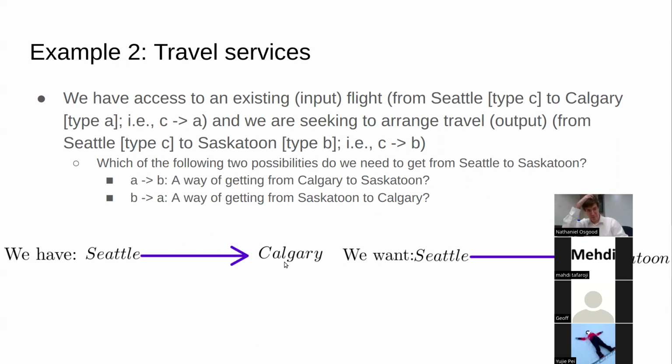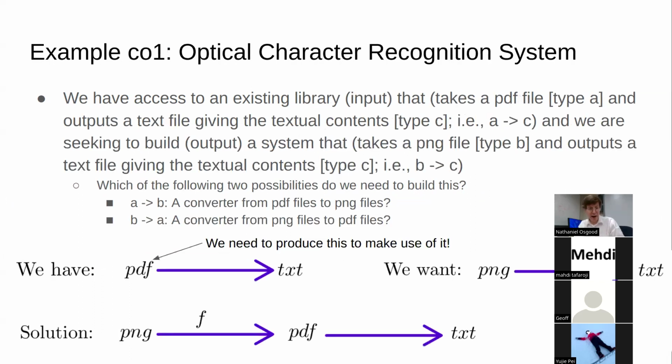Okay. So here's another one. Travel services. Okay, we have an existing input flight from Seattle to Calgary, and we're seeking to arrange travel from Seattle to Saskatoon. So we know we have a flight from Seattle to Calgary. We want a way going from Seattle to Saskatoon. What do we need? Do we need a way of going from Calgary to Saskatoon, or Saskatoon to Calgary? Which do we need? Calgary to Saskatoon, because we're going more downstream, right?